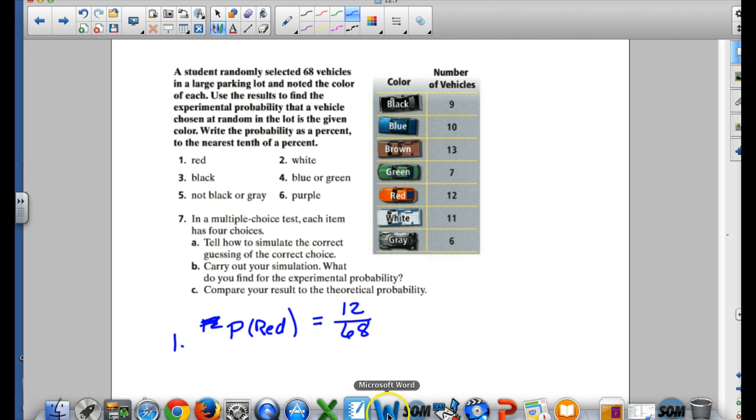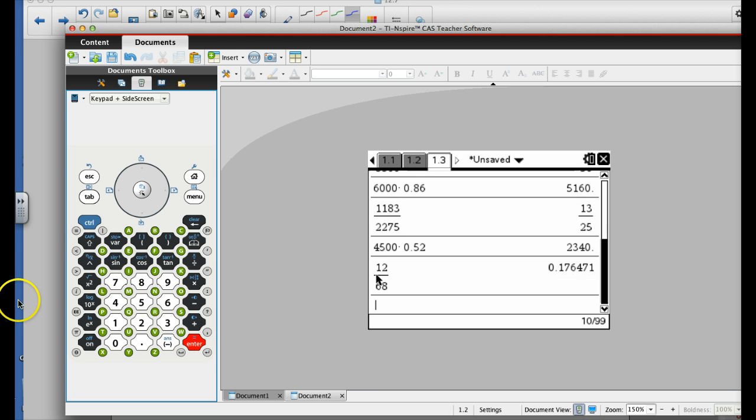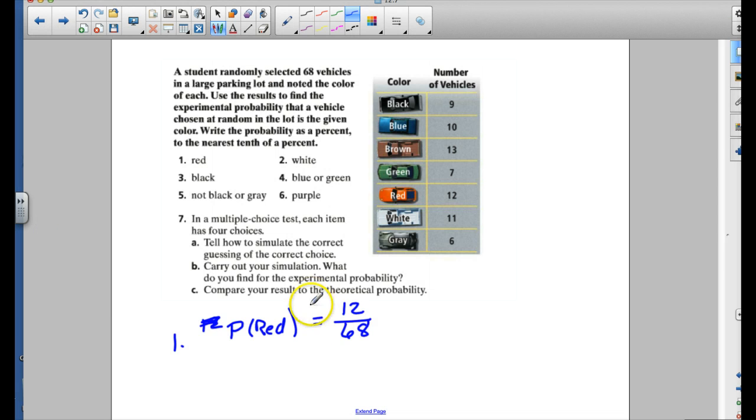Now I'm going to divide that out on the calculator. I'm going to take 12 divided by 68. Control Enter to get the decimal, 0.17647. And now the directions say as a percent to the nearest tenth of a percent. So this would be 17 point, now if we're rounding, 17.6%. Now I'll leave the rest for you.